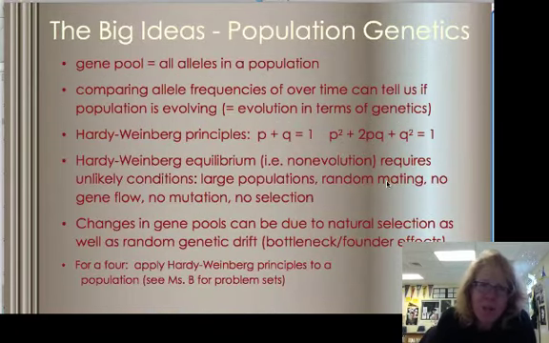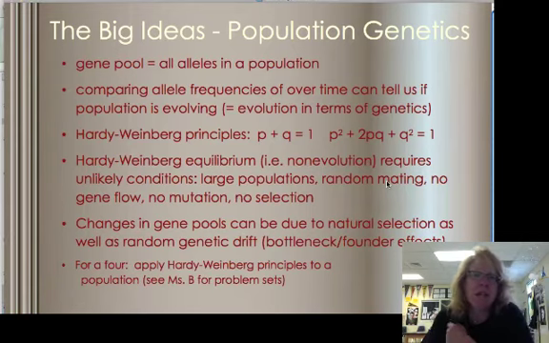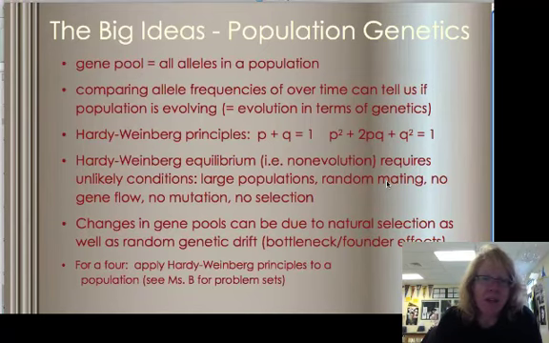So there you go, your big ideas in terms of population genetics. A gene pool is all of the alleles in a population, not individuals, but when we pool them all up, how many are big A's and how many are little a's. When we take a look at gene frequencies over time, and how many are big A and how many are little a, we can determine whether or not a population is evolving. And again, this is a definition of evolution in terms of genetics.